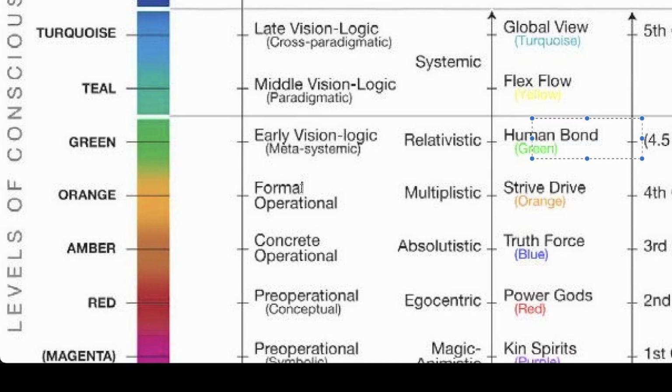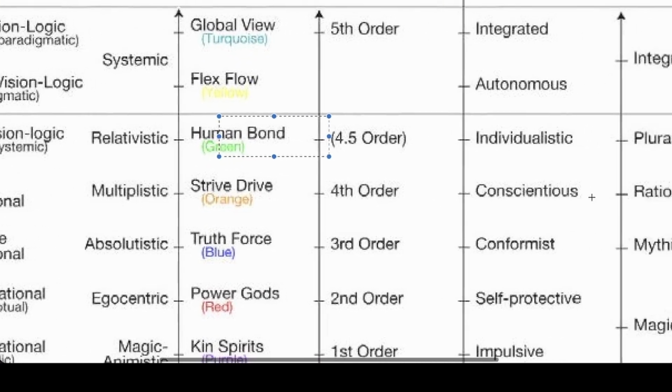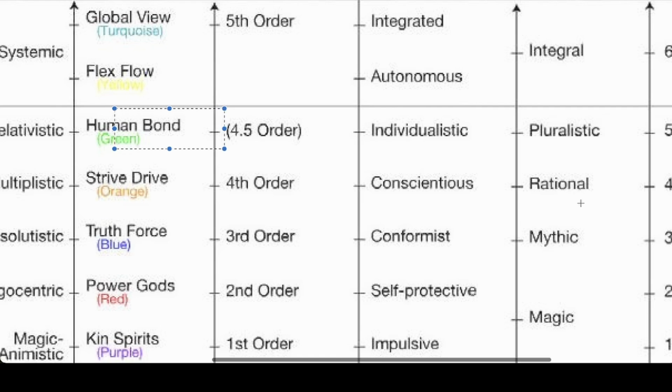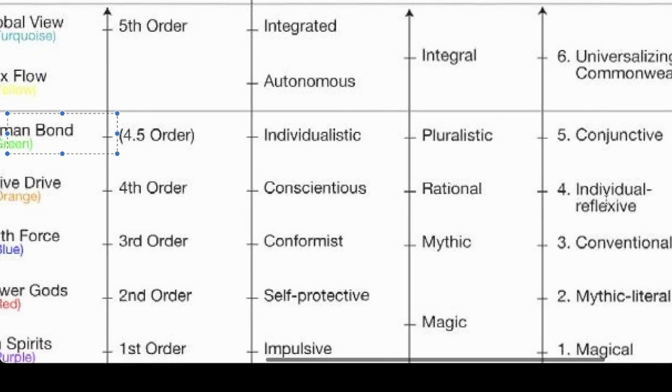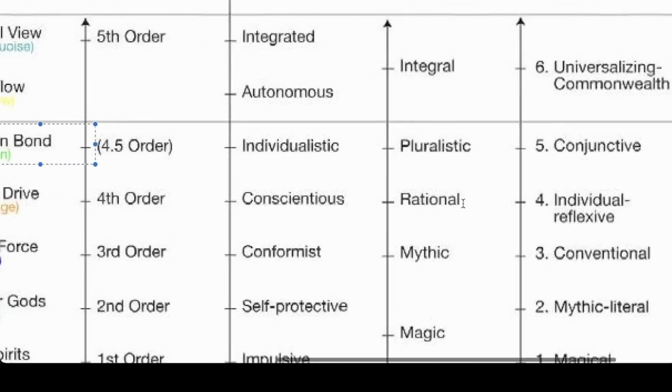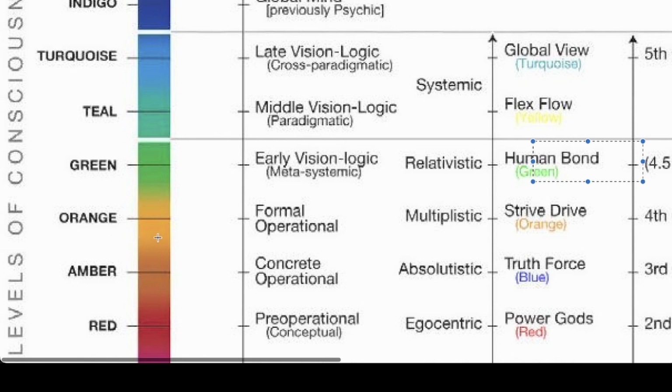And the words from the other stages: formal, operational, multiplistic, strive, drive, fourth order, conscientious, rational. That's a key word that's used a lot for this stage. It's very logic based, individual, reflexive. And orange is a lot about achieving.